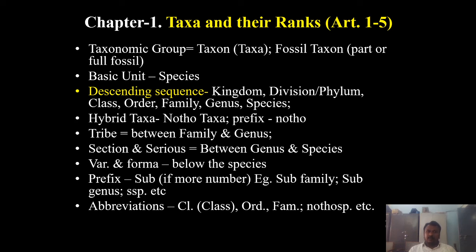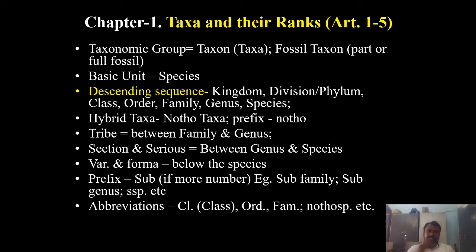Coming to the first chapter, chapter 1, that is taxa and their ranks. In this, 1 to 5 articles are there. So any taxonomy group is called a taxon. Plural, it is taxa. For fossils, a part or full fossil is called a taxon. The basic unit of taxonomy or nomenclature is a species.